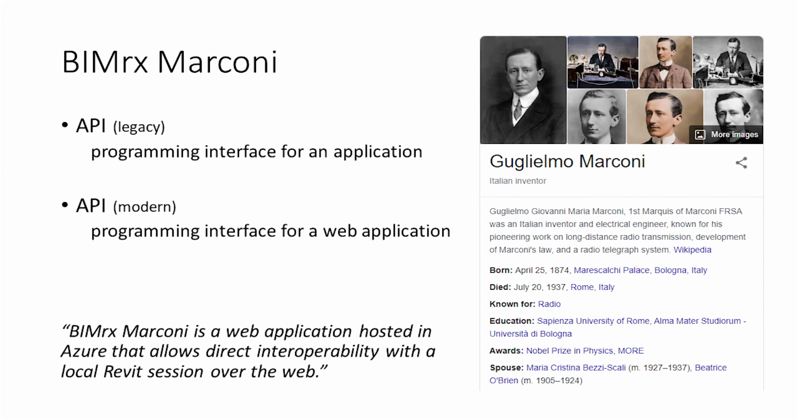One thing that we have, and it's unfortunate for our industry, right? API legacy is a programming interface for an application like Revit. Whereas now you go to a conference and talk with geeks and whatnot, you have bar fights, and an API is always a programming interface for a web application, right? And Autodesk is very, very slowly coming around to that.